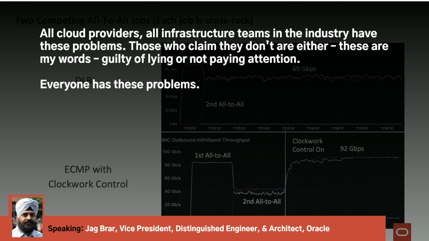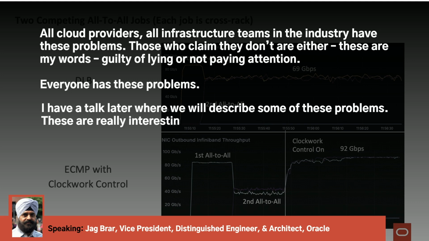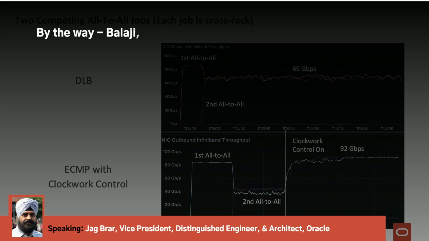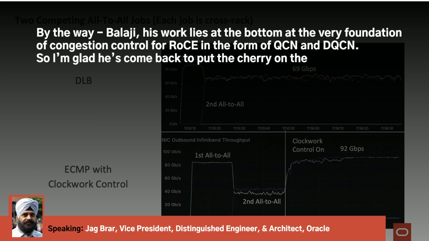Everyone has these problems. I have a talk later today at 2:45 with Pradeep Vincent, where we will describe some of these problems. These are really interesting, important problems to solve. This is really good work. I think this is great stuff. And by the way, Balaji's work lies at the very foundation of congestion control for RoCE, in the form of QCN and DCQCN. So I'm glad he's come back to put the cherry on the top. I think this is great work. Thank you.